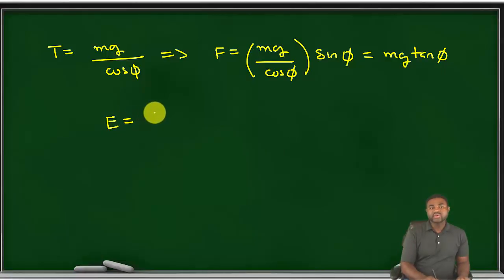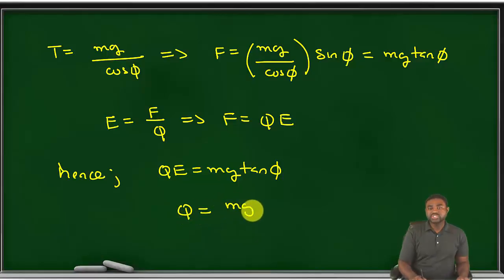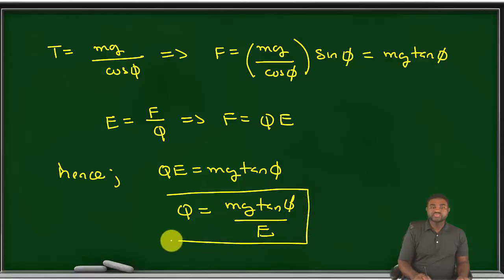But what do we know? By definition, E is equal to F divided by Q, which means that F is equal to QE. Hence, QE will be equal to mg tangent of phi, which means that the charge Q will be equal to mg tangent of phi divided by E, and that will give you your answer.